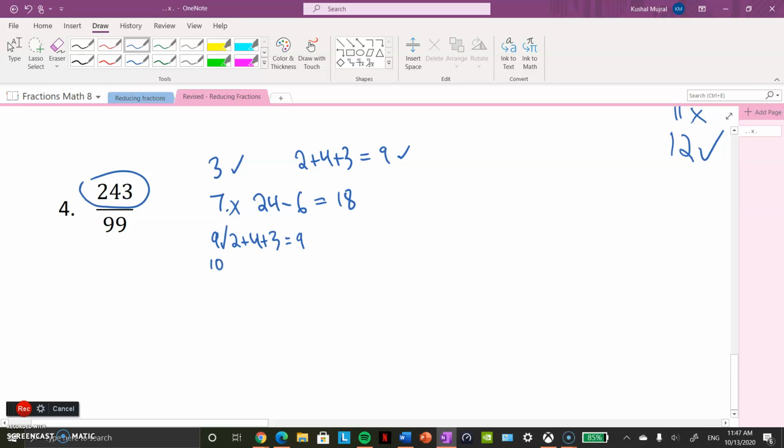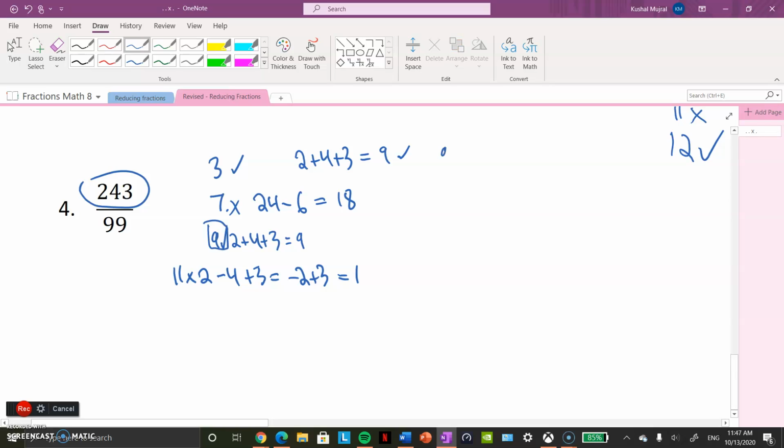Let's look at 10. 10 doesn't work. So no need to write that. Let's look at 11. So for 11, you take 2 minus 4 plus 3 is negative 2 plus 3, which is 1, and that doesn't work. So 11 doesn't work. Let's look at 12. So for 12, because it's not even, 12's not going to work either. So the greatest number here is 9.